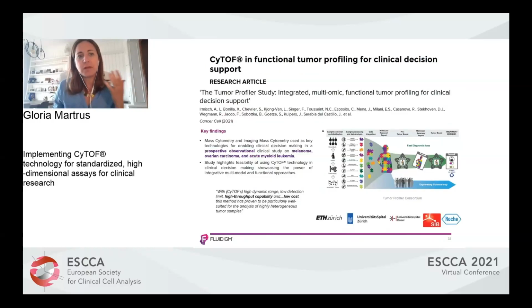Another example I would like to explain to you is the Tumor Profiler study, which is this integrated multi-omic functional tumor profiling. Basically, they use quite a lot of different technologies, including mass cytometry and imaging mass cytometry. It's a collaborative study with the University of Zurich, the Hospital University in Zurich, the Hospital University in Basel, and ETH and Roche. And what they did is integrate all this data to produce this final report, and basically it is going for personalized medicine to try to go into the fast diagnostic loop for patients that really need this fast diagnostic loop. So they use this on melanoma and carcinomas, on AML patients.